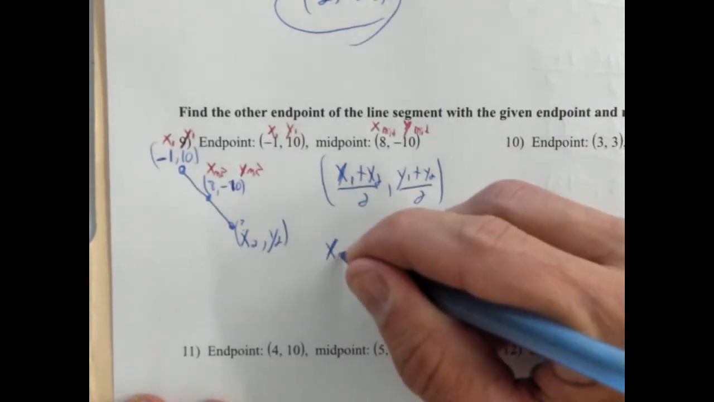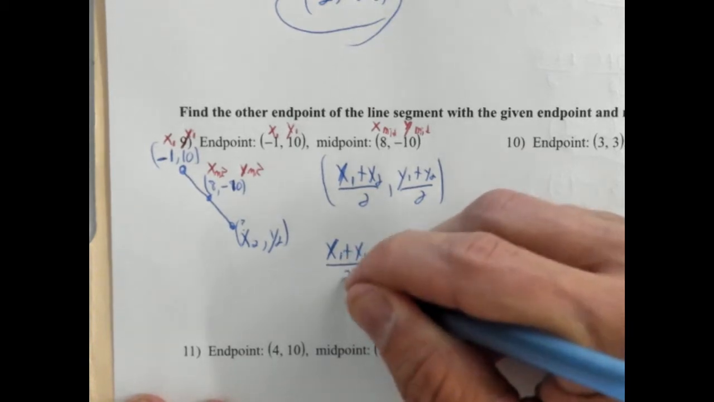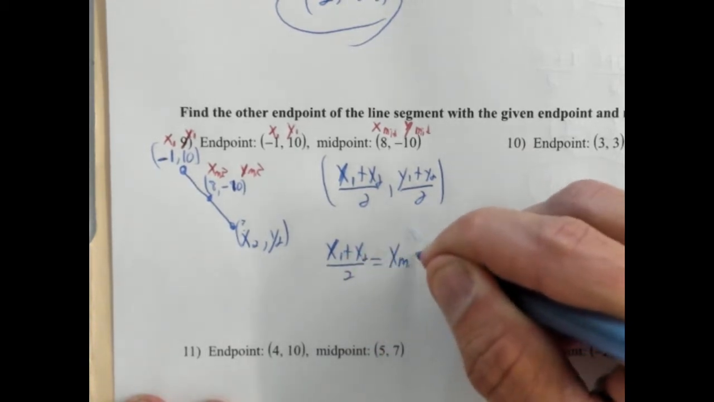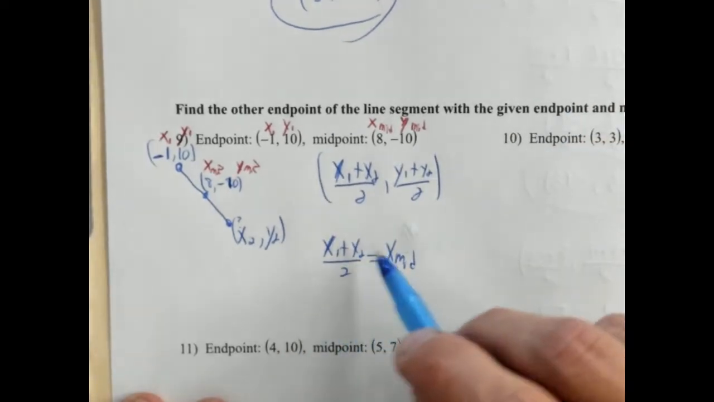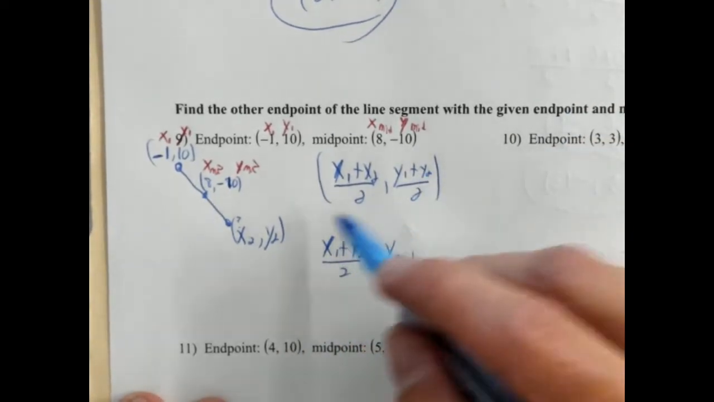We're going to say x1 plus x2 over 2 equals the x of the midpoint, which makes sense. That would give us the x value of the midpoint, and likewise with the y's. So we know two of these three variables, so we can plug those in and solve for the third one.